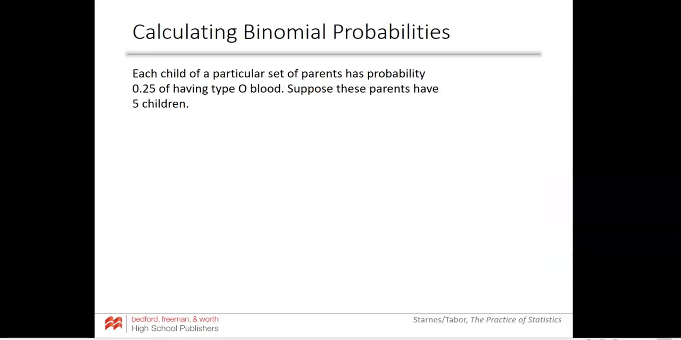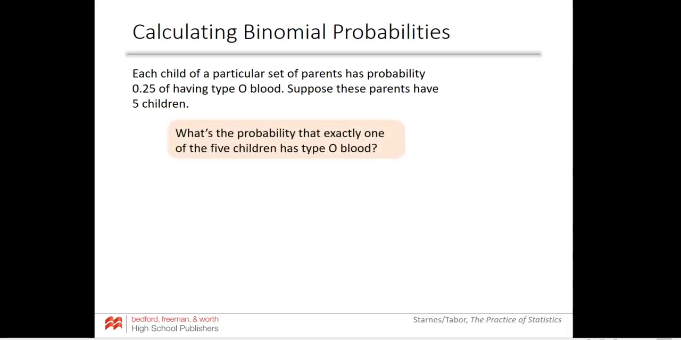Okay, so each child of a particular set of parents has a probability of 0.25 of having type O blood. Suppose the parents have 5 children. What is the probability that exactly one of the 5 children has type O blood?